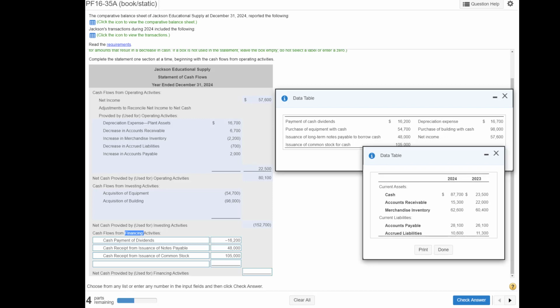And that's it. So we're going to add these three. We'll technically add two of them and subtract 16,200. And we get cash positive 136,800. So we get a lot of cash from financing activities, most of it from issuing common stock.